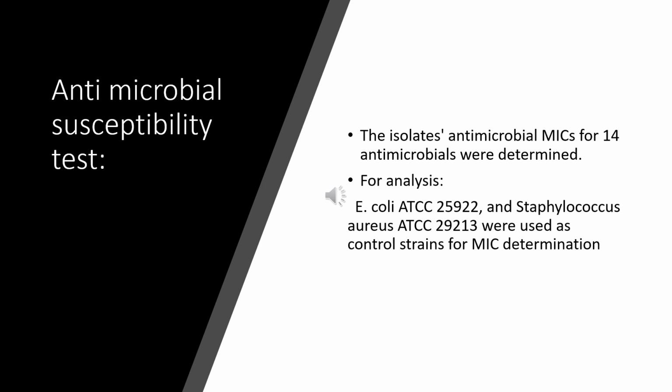After performing this test, 14 different antimicrobials were tested against E. coli and the isolates were classified into three categories: resistant, intermediate and susceptible. For further analysis, two different control strains were used. The first one is E. coli ATCC 25922 and the second one is Staphylococcus aureus ATCC 29213.